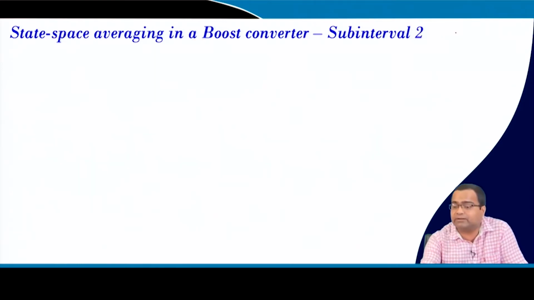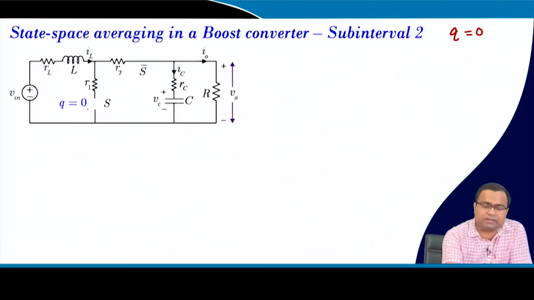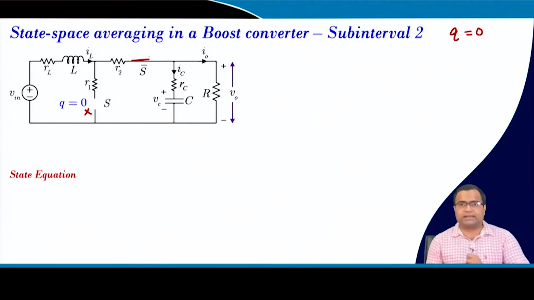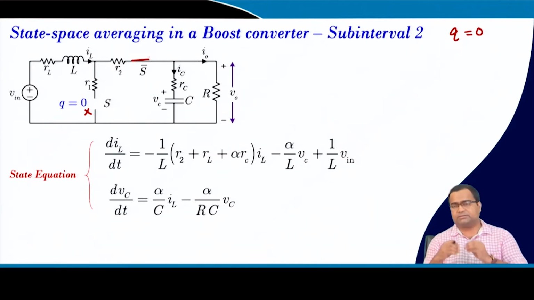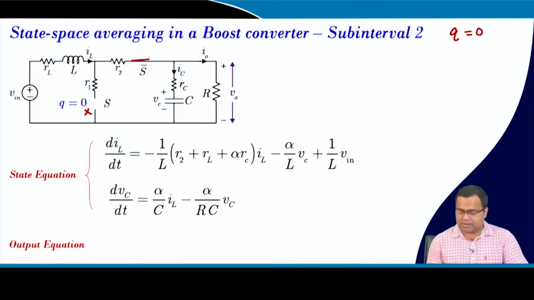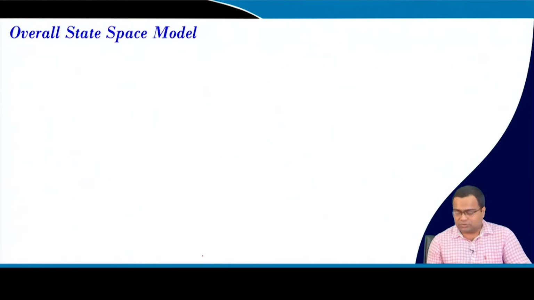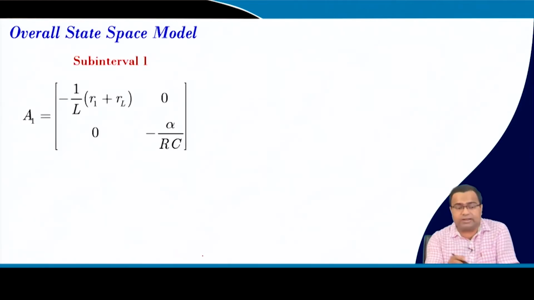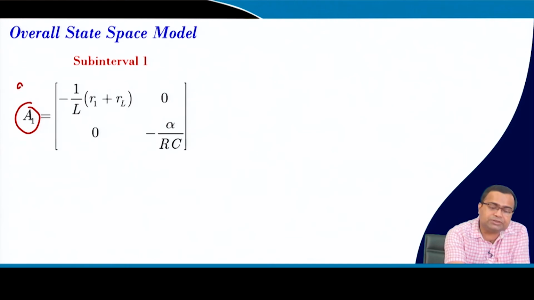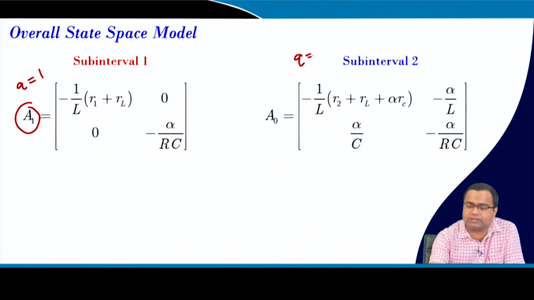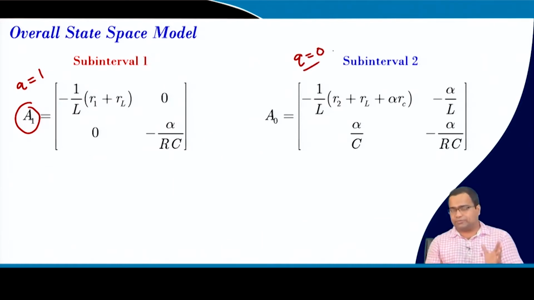If we go to sub interval 2 when the switch is off, we will get the circuit. So, this path is off, but this is now on, right. Again we can write the state equation, inductor current dynamics, capacitor voltage dynamics, and we can also write the output equation, which is a function of inductor current and the capacitor voltage. So, overall state space model, we already know A1 when the switch Q equal to 1, which is sub interval 1, and sub interval 2 when the switch is 0. So, two matrices we found.